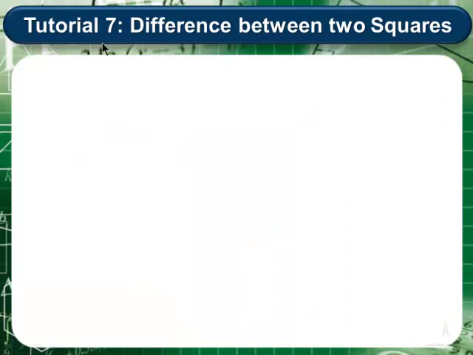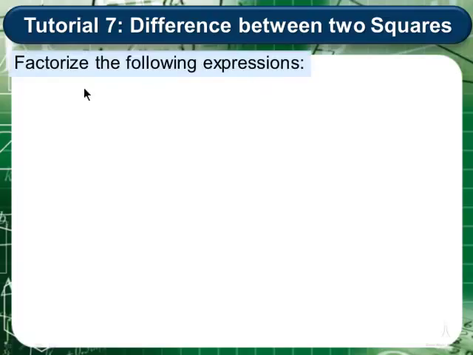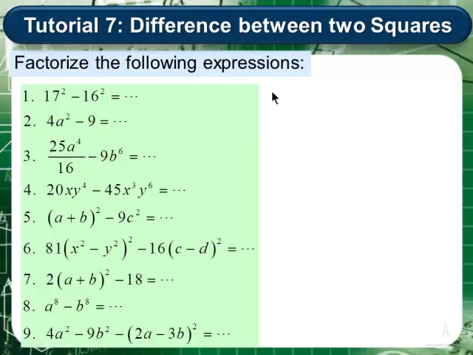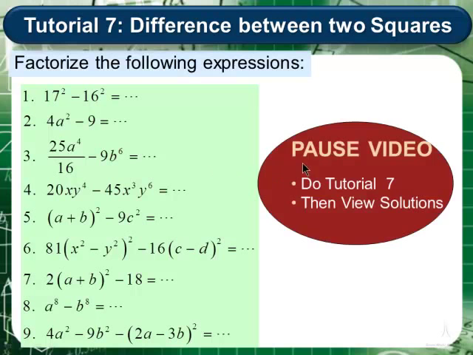In tutorial 7, we would like you to consider a number of problems linked to the difference between two squares technique of factorization, combined maybe with some of the other techniques that we have discussed. So I would like you to factorize the following expressions. Here we have 9 problems. It's quite a comprehensive exercise. So I suggest that you pause the video at this stage, do tutorial 7, and then come back and view possible solutions.